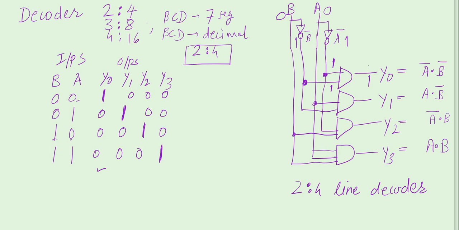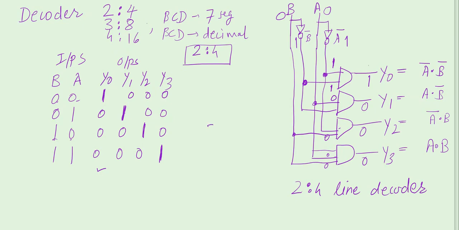At the same time, here A is connected, which is 0. For this circuit, B is connected, which is 0. Here A and B are connected, which are 0. So outputs of all other AND gates are 0. Only one of the outputs is 1. This is the working of the decoder circuit.